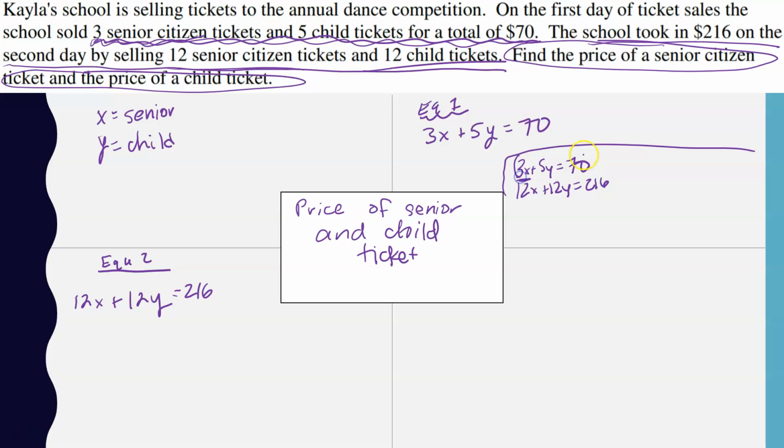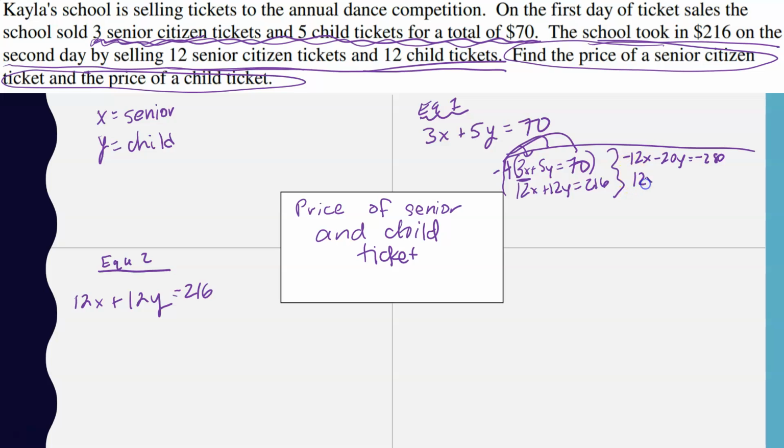To make a 3 be a negative 12, I would multiply by a negative 4. So I'm going to multiply that entire top equation by negative 4. So I get negative 12x minus 20y equals negative 280. So again, the strategy for solving a system by elimination is to multiply one of the equations by something to be able to get a variable to cancel.